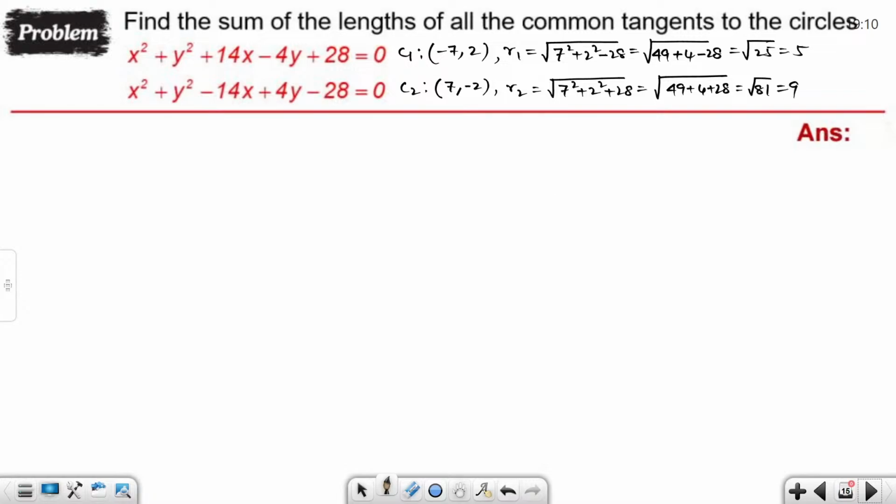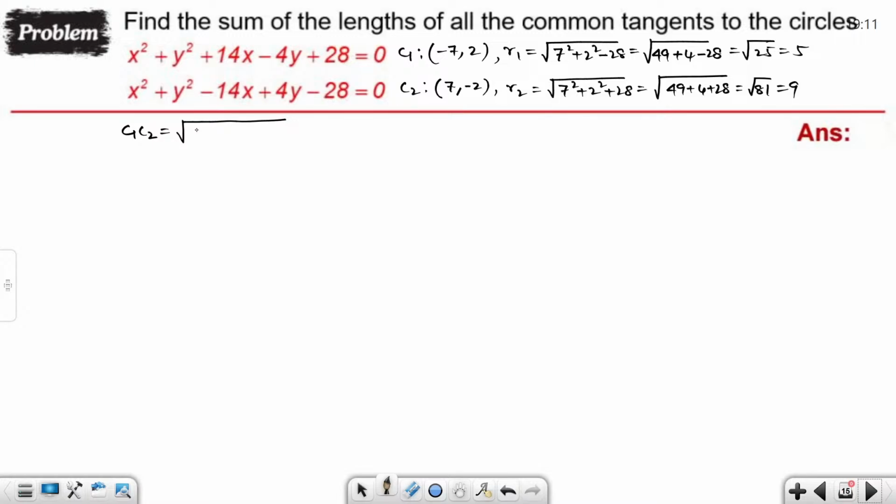Okay? Because before finding out the sum of the lengths of common tangents, we have to know how many common tangents there are, and out of that, how many are the direct common tangents and how many are the transverse common tangents. Because until and unless we know that, we cannot find out the sum of their lengths.